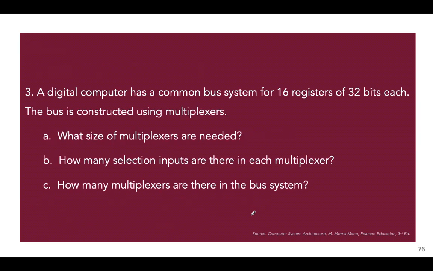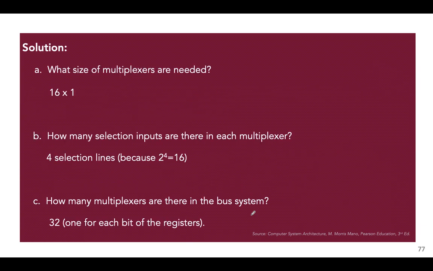See, we have 16 registers. If you recall the diagram for the common bus system, you'll see that the size of the multiplexer depends on the total number of registers. In that example, we had 4 by 1 multiplexers because we had 4 registers. So we have 16 registers now. So the size of the multiplexer will be 16 by 1.